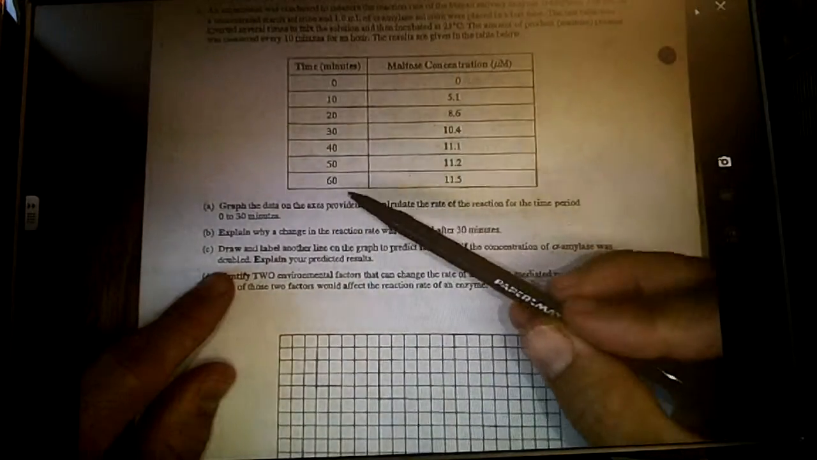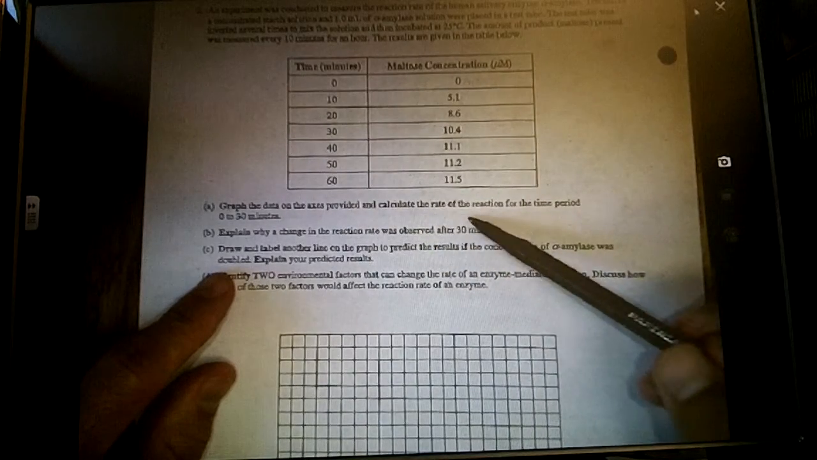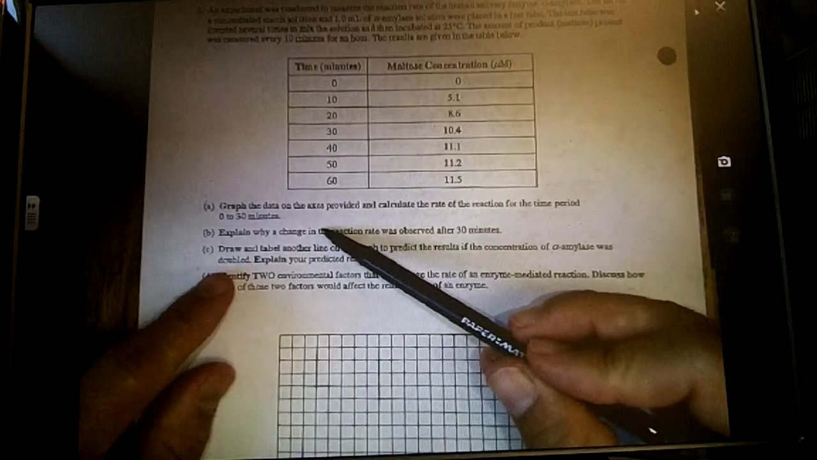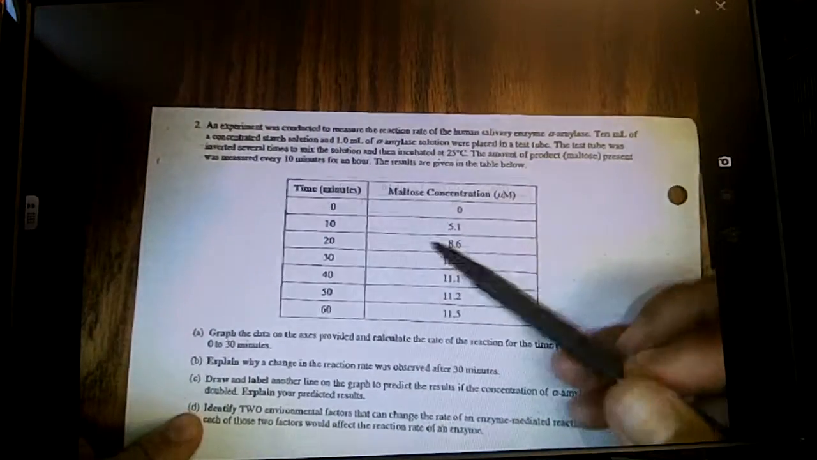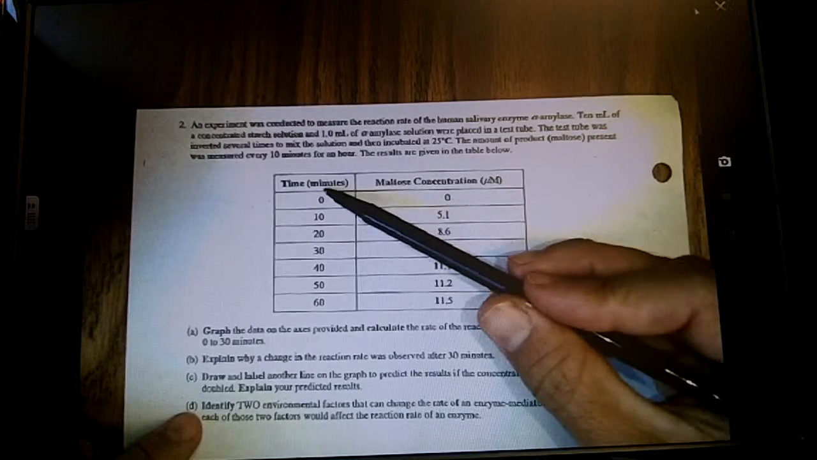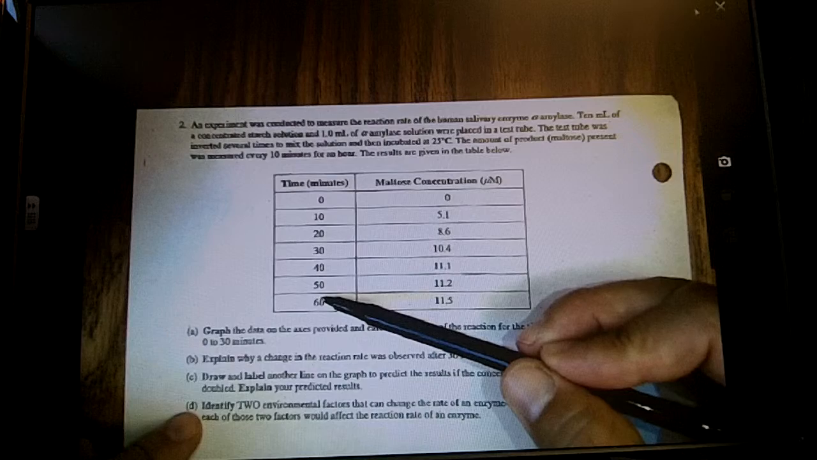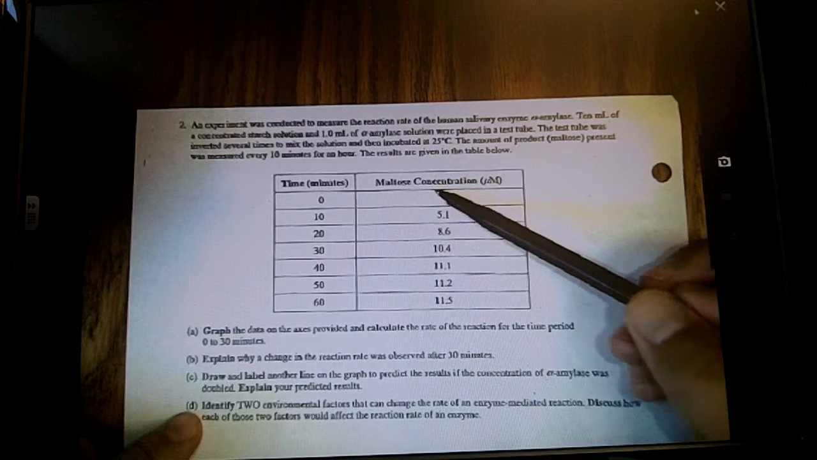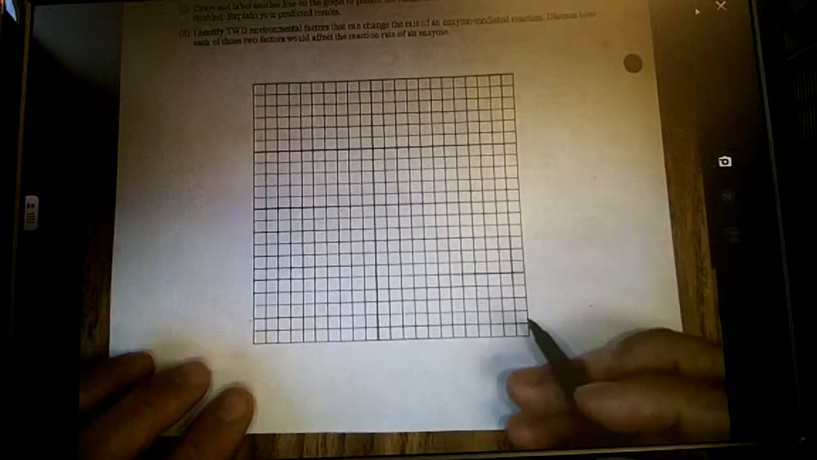So, graph the data on the axes provided and calculate the rate of reaction for the time period 0 to 30 minutes. So I'm going to graph this, and when I look at this, I see that the time goes all the way up to 60 minutes, and the maltose concentration goes all the way up to 11.5 micromoles. So I'm going to construct my graph keeping that in mind.